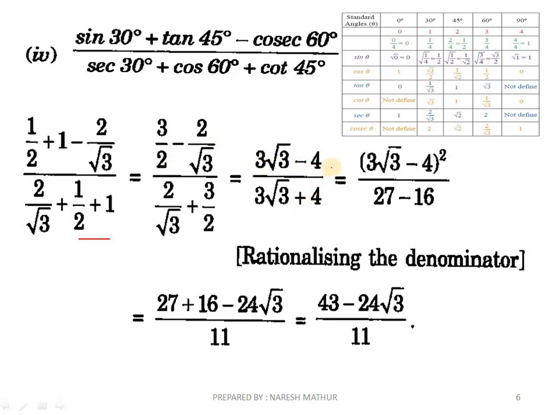We can rationalize it. We'll multiply with 3 root 3 minus 4 and multiply the whole fraction by this number. So at the numerator we'll get a minus b whole square, and in the denominator it will be a square minus b square. So the square of 3 root 3 will be 27 and the square of 4 will be 16. After expanding a minus b whole square by the identity, we will get the number as 43 minus 24 root 3 by 11.